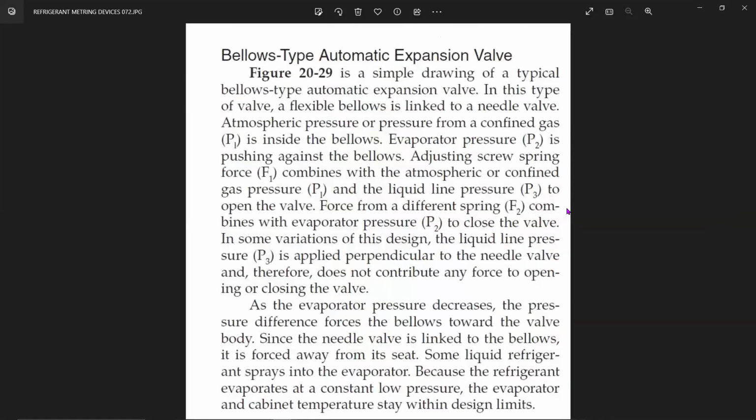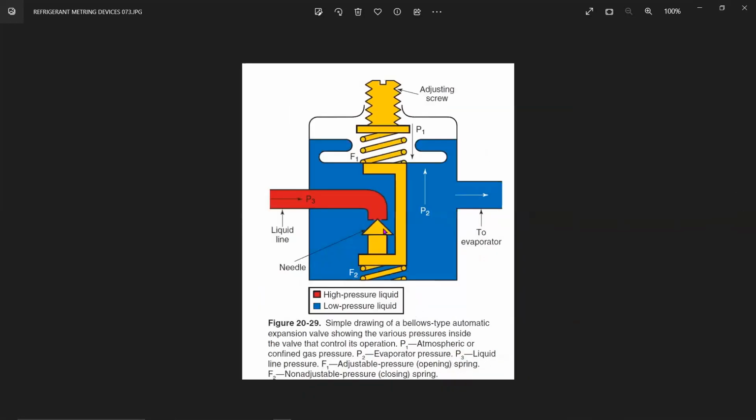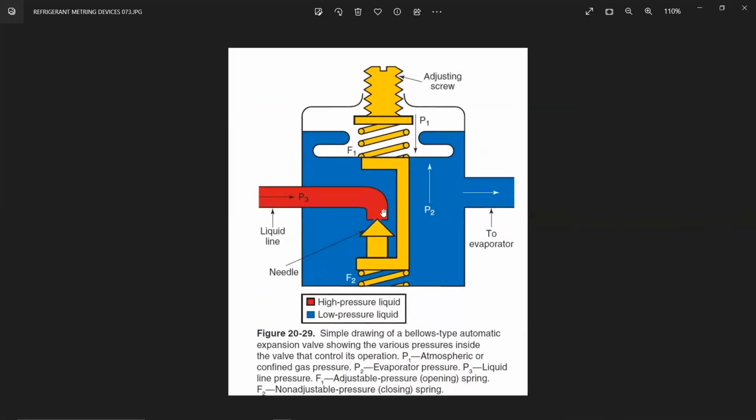Now there is a bellows type one and a diaphragm type one. What is the basic idea? Let us just see this. P3 is the inlet pressure. Here you have got the needle valve, and then P2 is the evaporator pressure that is going out, and P1 comes from the adjusting screw on the diaphragm bellows, which is coming down right up here. So this is a simple bellows type automatic expansion valve showing the various pressures inside the valve with controls.